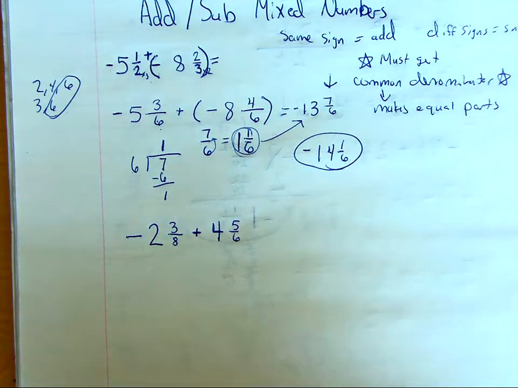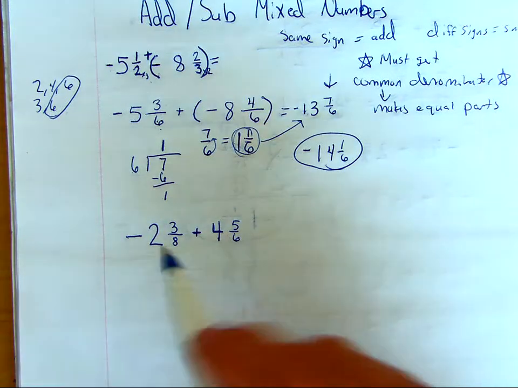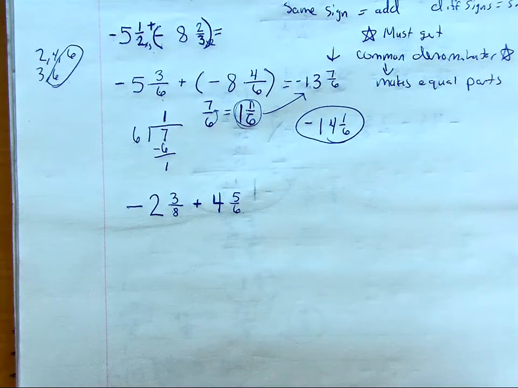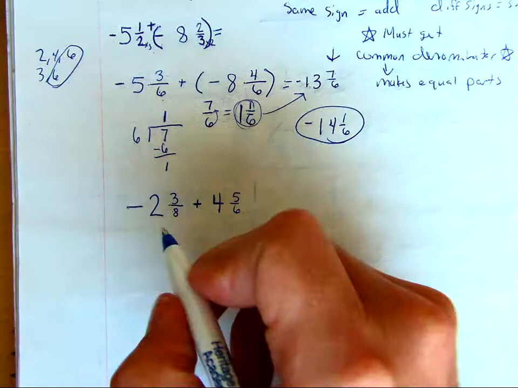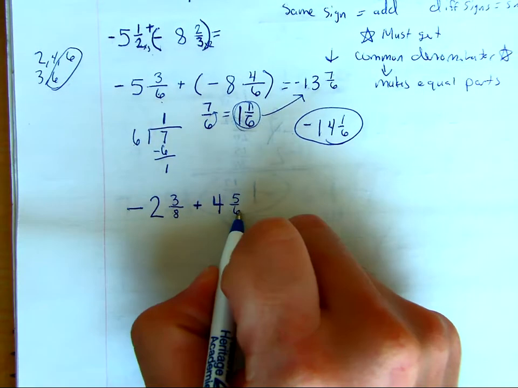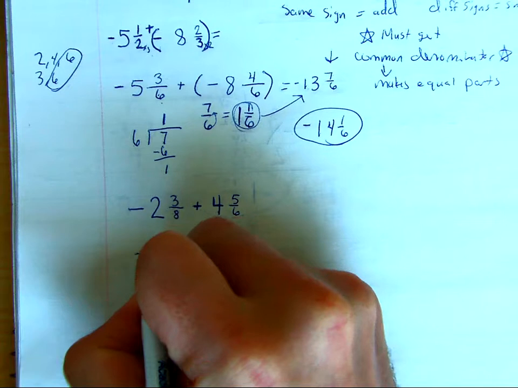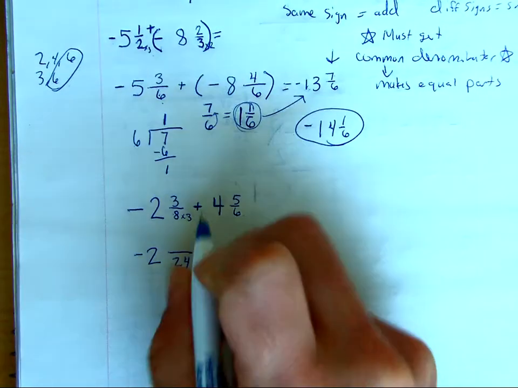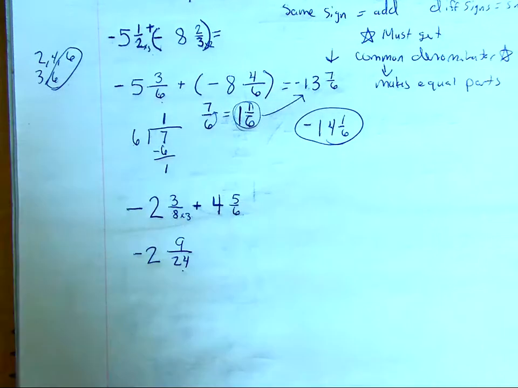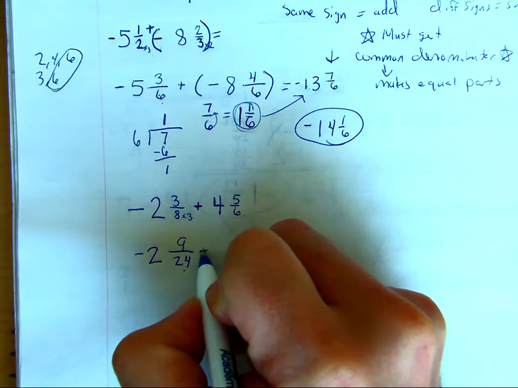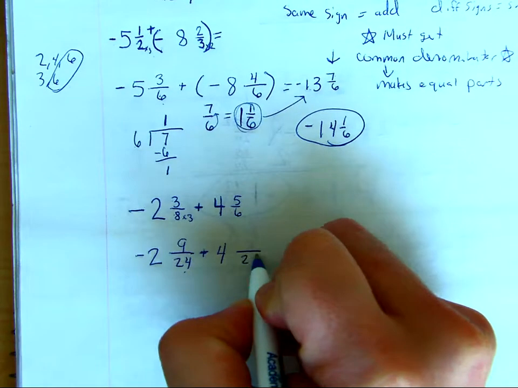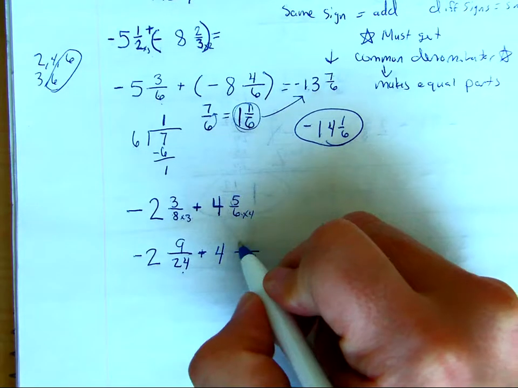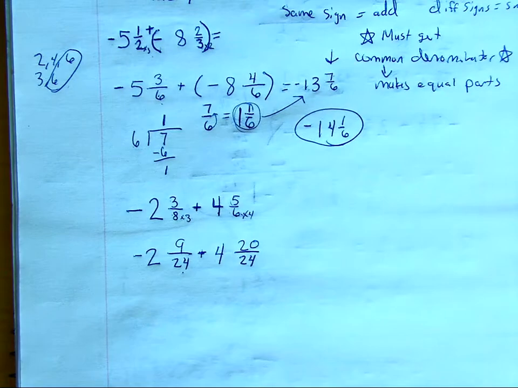Again, I'm looking for a common denominator because these do not have equal size parts right now, and I need equal size parts if I'm going to add and subtract from each other. So 8 and 6 both could make a 24, so that's a negative 2. That's times 3 to get me to 24. 3 times 3 is going to make 9. Plus 4, and I want to get 24 as my denominator. 6 times 4 makes 24, so 5 and 20.